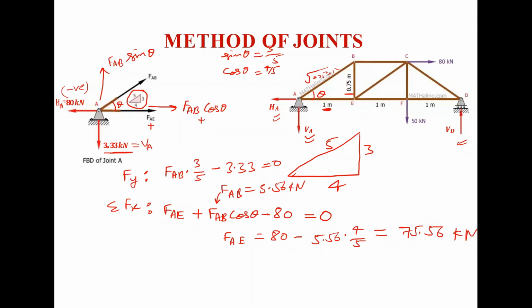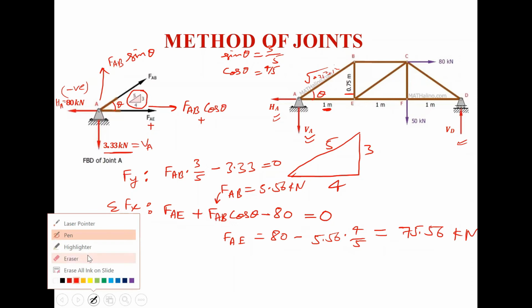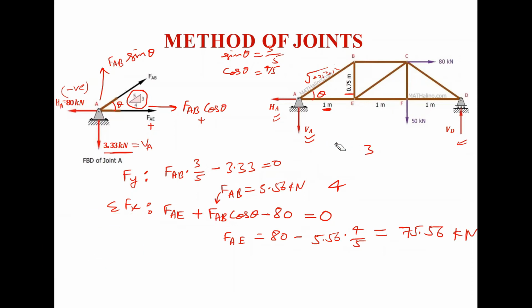So here we have calculated the magnitude of these two forces, FAB and FAE. What is missing? Whenever you are calculating the internal forces, it is mandatory to write their nature. So we have not written the nature here. So what will be the nature of FAB?